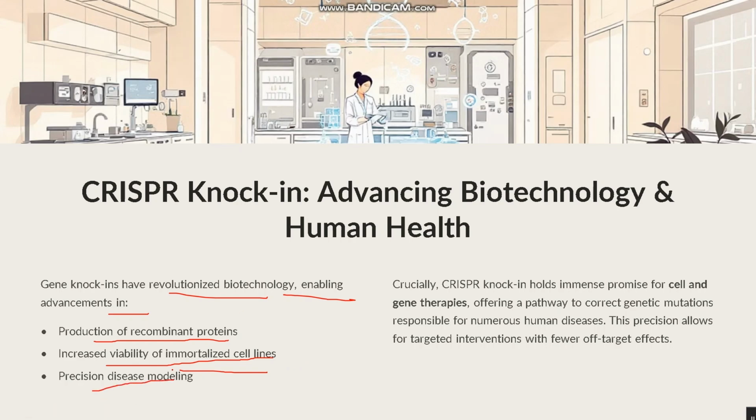Precision disease modeling is one in which, if there is a mutation in a person, we can use it as a model by using gene knock-ins. And crucially, CRISPR knock-ins hold immense promise for cell and gene therapies, offering a pathway to correct gene mutations responsible for numerous human diseases. The precision allows for targeted interventions with fewer off-target effects.